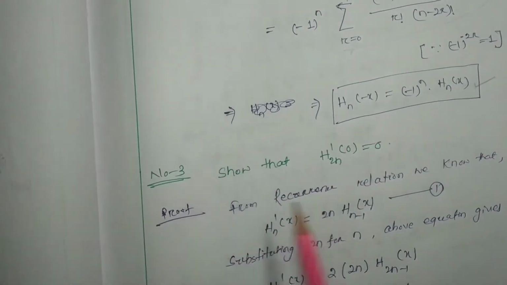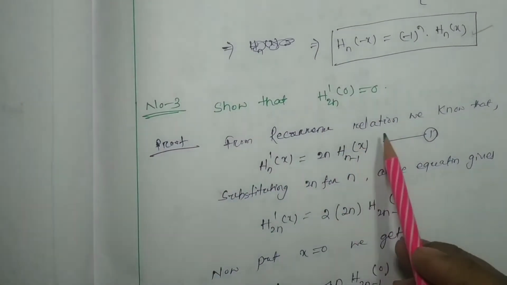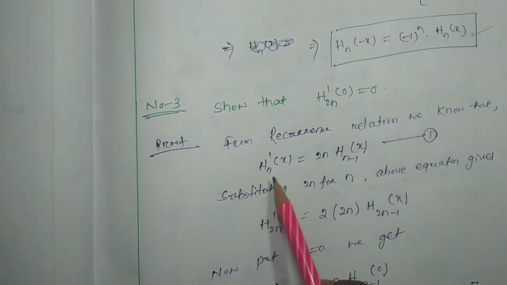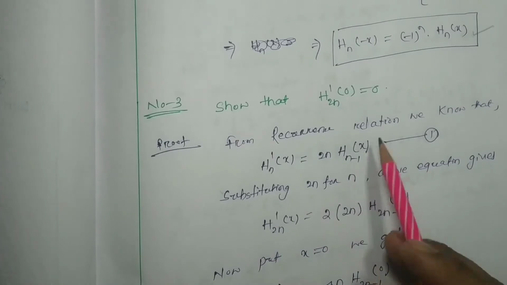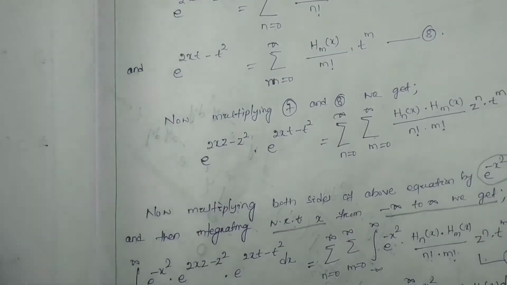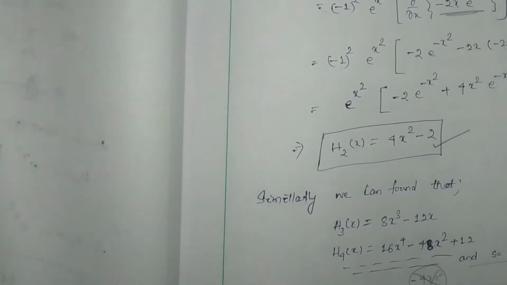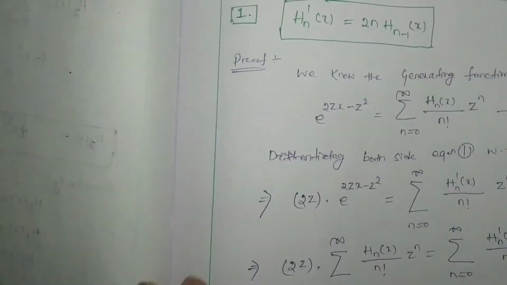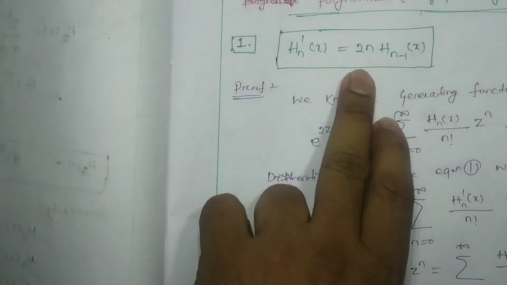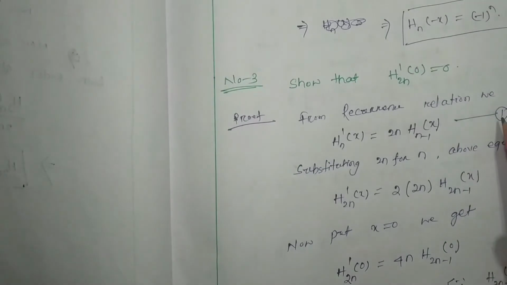To prove this, we consider the recurrence relation. The recurrence relation, we know that Hn dash x equal to 2n into Hn minus 1 x. That is your first recurrence relation. We have to just check. This is your first recurrence relation. Okay, this recurrence relation we consider here. Let it be equation number 1.